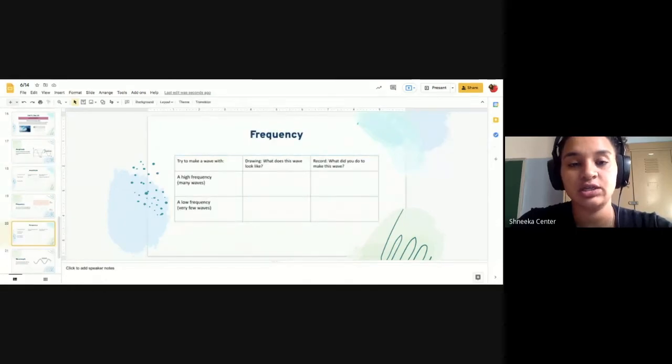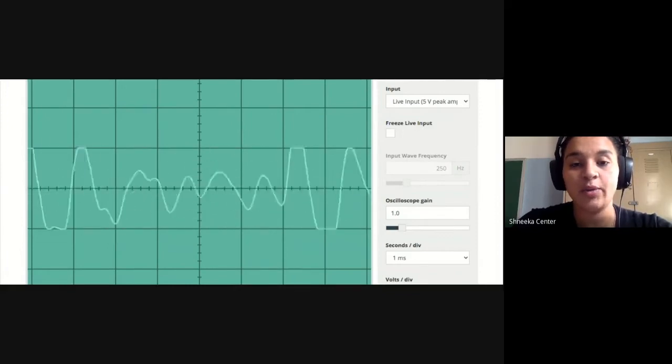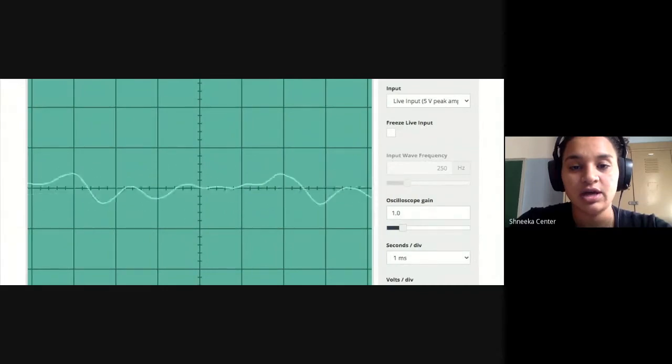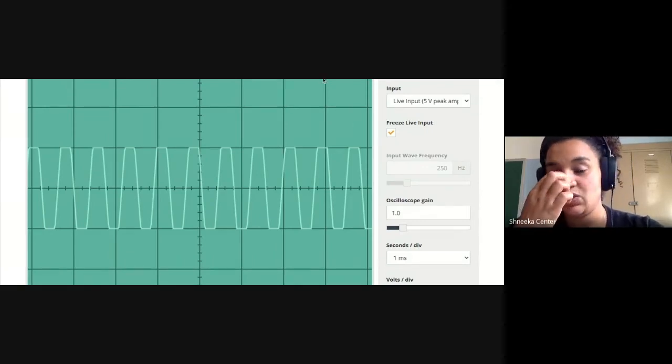So in this case, we're going to be trying to create a wave with high frequency and low frequency. So we're going to go back to the oscilloscope, unfreeze the input, and then we're going to play around with our voice or sound and see what we can make. So we want high frequency, so many waves. So high, ooh, that did it. So I had to whistle in order to create a high frequency wave.